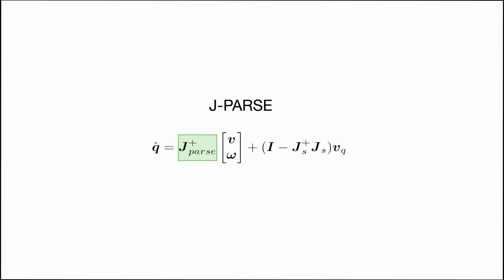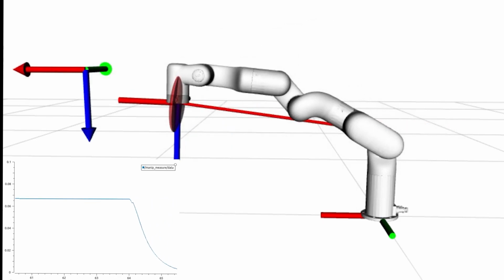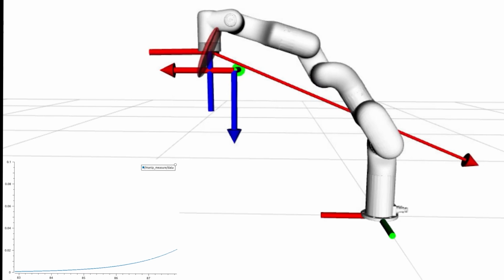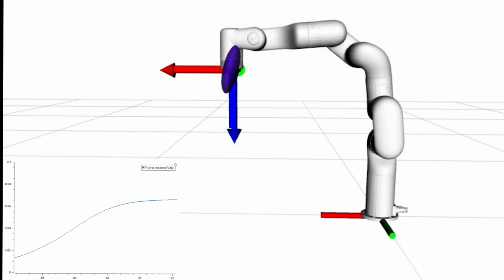By comparison, J-PARSE reaches both non-singular and singular poses, allowing the manipulator to reach as close to the goal as possible, with the measure of manipulability dropping to 0. When requested to return to non-singular regions, the manipulator is able to slowly and safely exit the singularity at a speed dictated by tunable gains.